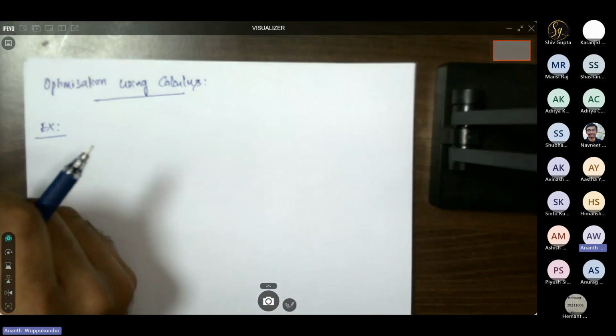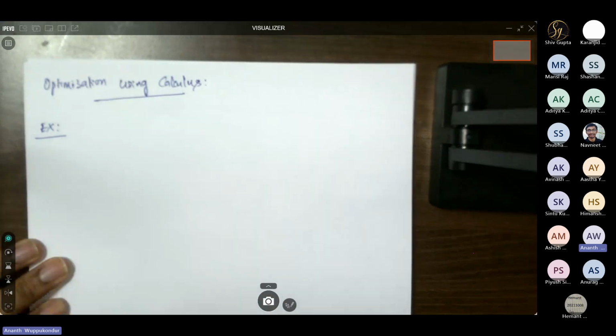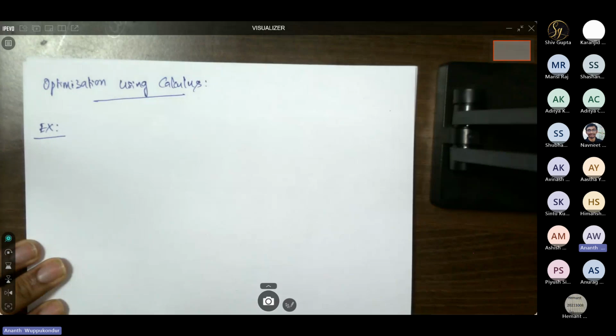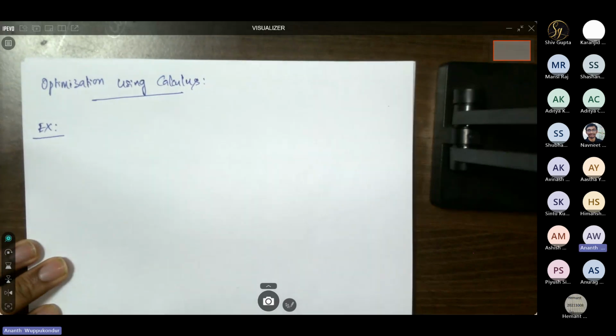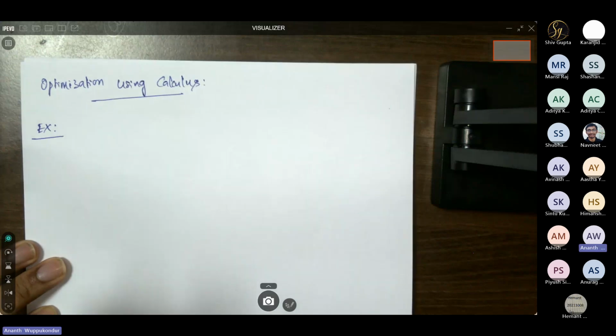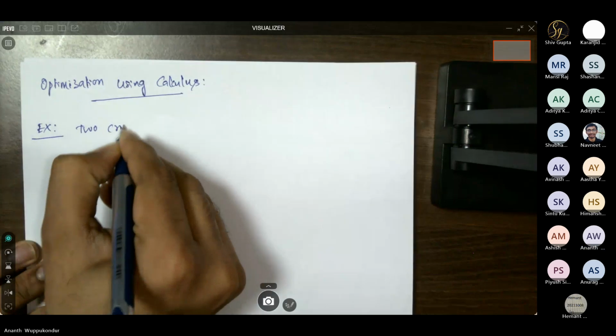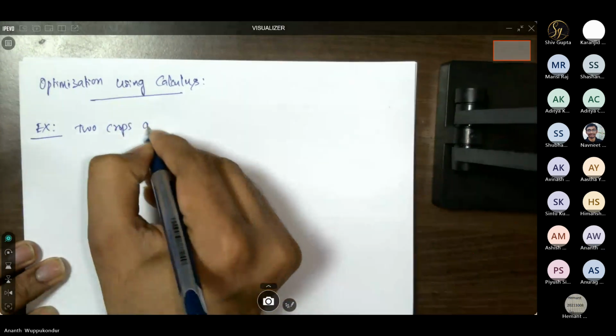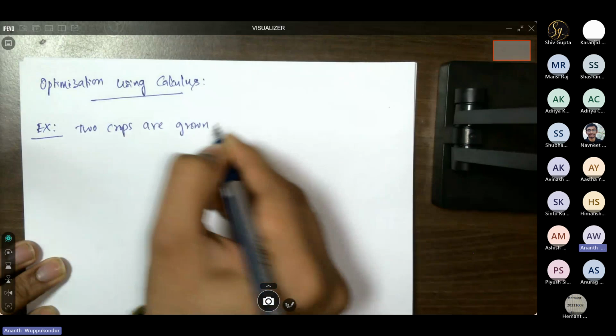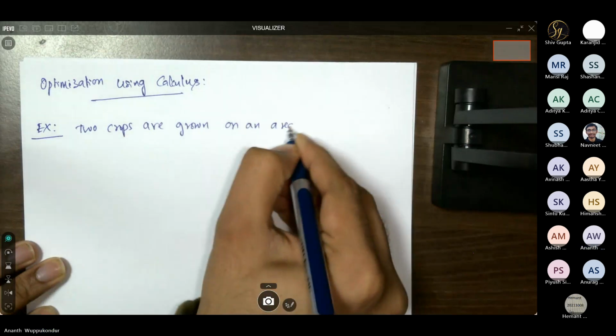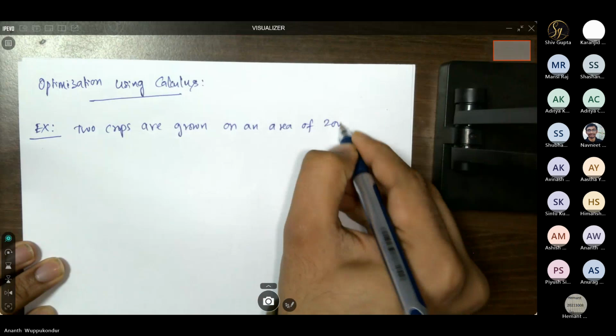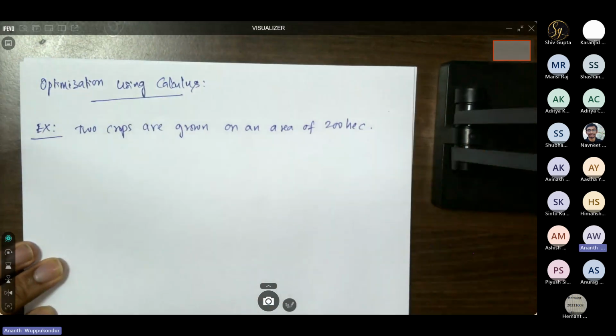I think in the last semester, all of you have gone through irrigation engineering or water resources engineering 1. In water resources engineering, you might have learned about the command area and different aspects of irrigation in the first unit. So relating to that, I'm going to take an example. Let us say we have 2 crops that are grown on an area of 200 hectares.